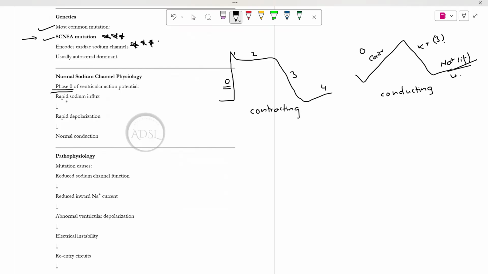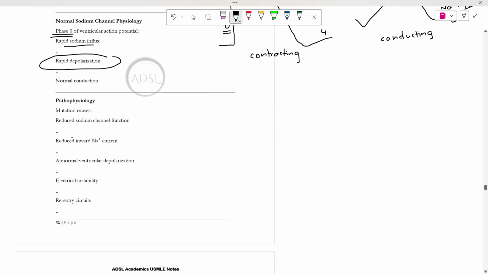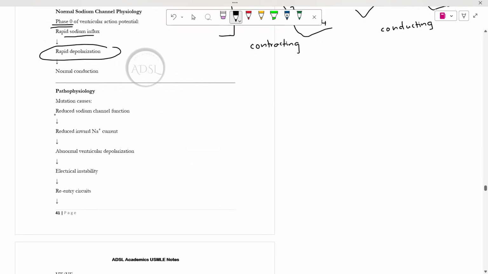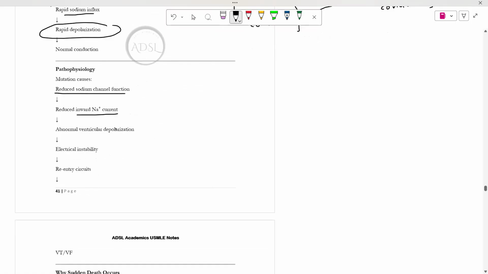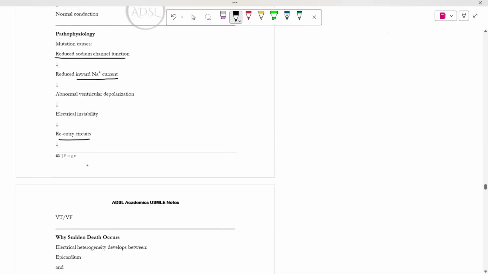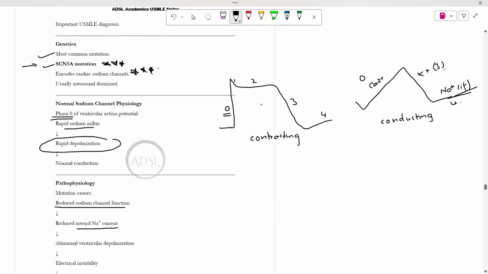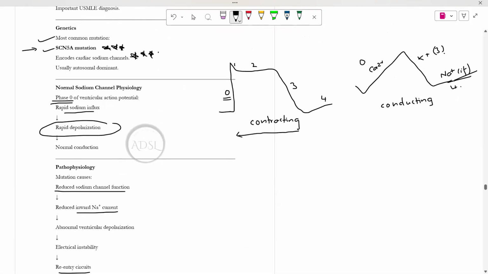So here what is happening? Because there is rapid sodium influx, there is rapid depolarization. All right, rapid depolarization. Now what happens over here is when the sodium channels are not functioning properly, that means sodium is not coming inside, there is reduced inward sodium current, and because of that phase 0 is affected, and this gives rise to a re-entry circuit. We know, right, that for this particular point of time, this is the absolute refractory period, and this is the relative refractory period.